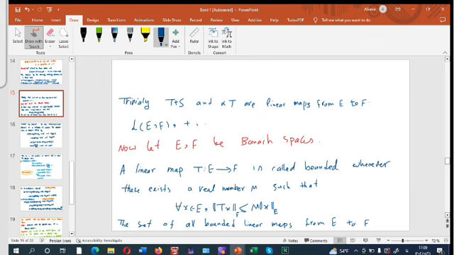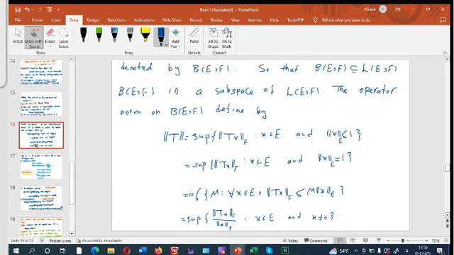Now let E and F be Banach spaces. A linear map T from E to F is called bounded whenever there exists a real number M such that we have this inequality for any x in E: the F norm of T of x is less than or equal to M multiplied by the E norm of x. And the set of all bounded linear maps from E to F is denoted by B of E and F. So this is a subspace of L of E and F.